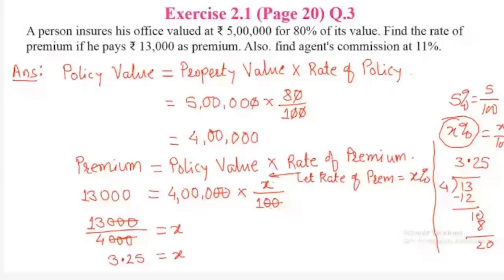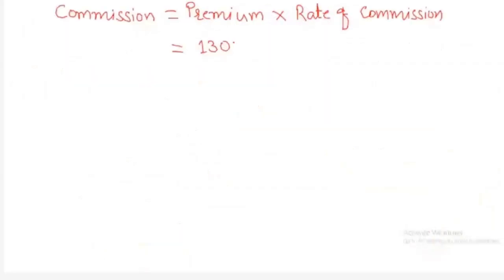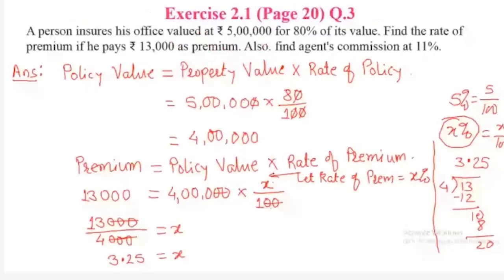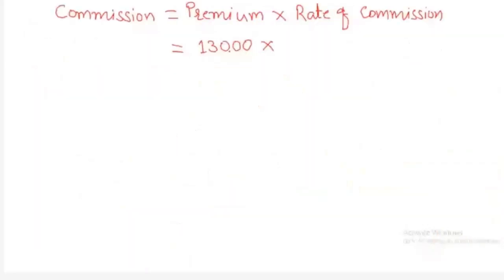So premium is rupees 13,000. Amount of premium is 13,000. Into rate of premium we calculated, which is 3.25. 3.25 is rate of premium and 11% is rate of commission. 0, 0 got cancelled. 130 into 11. So 0. 11 3s are 33. 3 carry. 11 1s are 11 and 3 14. 1430. Commission. हो गया.